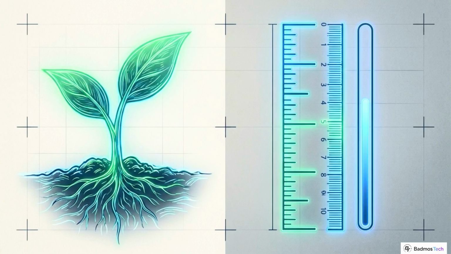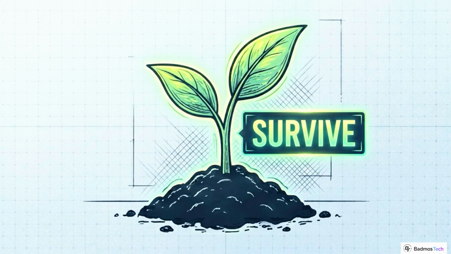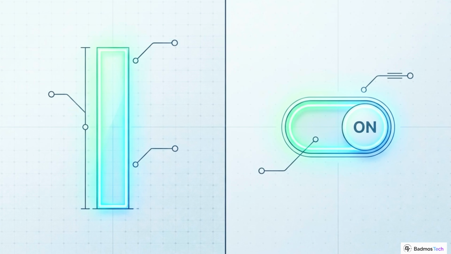Think of it like a seedling. Linear regression asks, how tall will this plant grow? The answer is a number, like 18 centimeters. Logistic regression asks a yes or no question. Will the plant survive? The answer is a category based on probability. Linear estimates scale and quantity. Logistic estimates survival, success, and definitive categories.